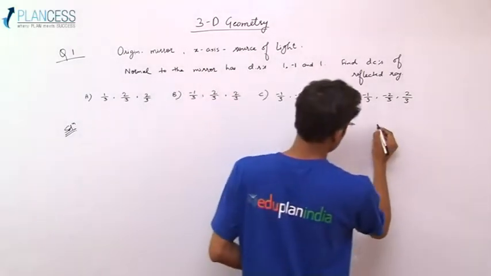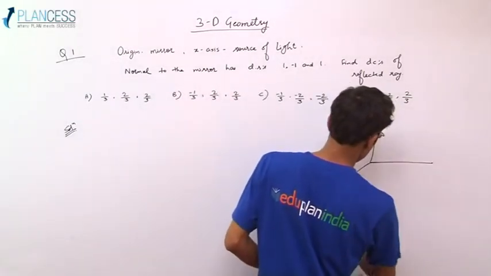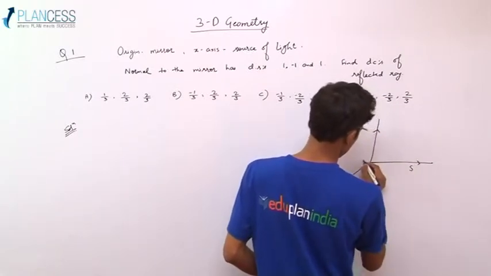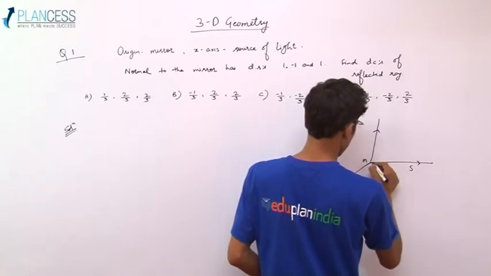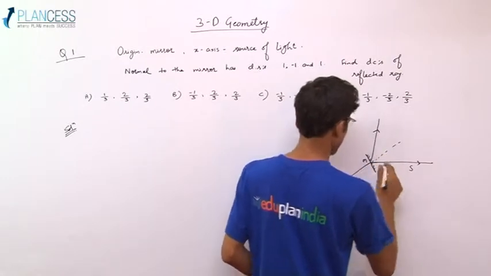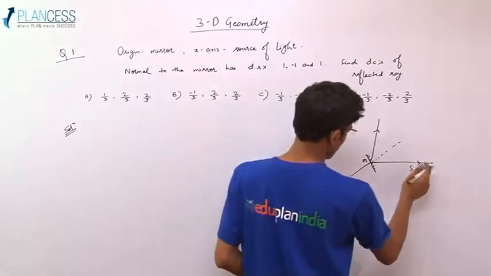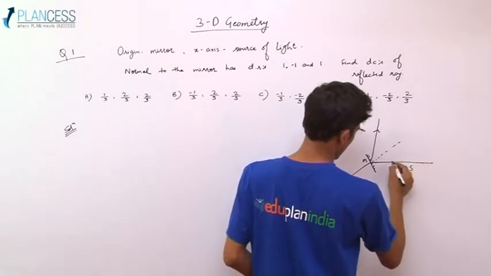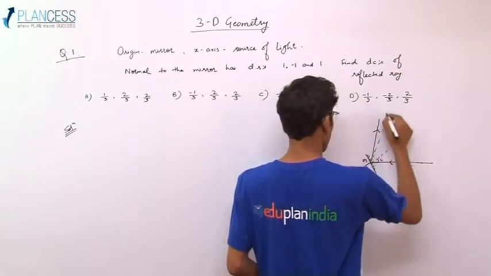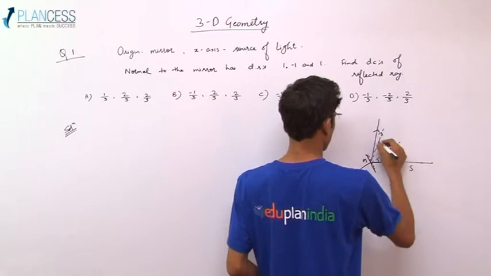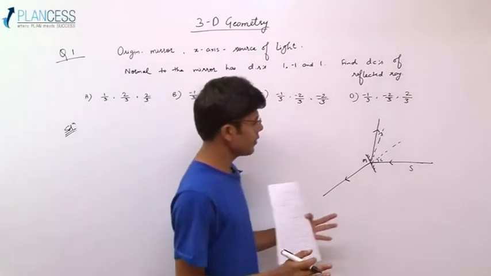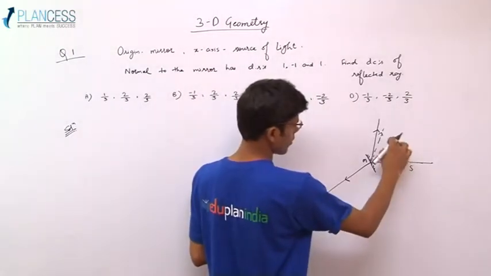This is the image. So this is say source of light S, this is the mirror M, and normal to the mirror is somewhere along this. It's in 3D, it's coming out. Now the light ray is incident this, so this is the angle of incidence and we have to find the direction cosines of the reflected ray. Okay, so basically we know that this is the incident ray, this is the reflected ray.